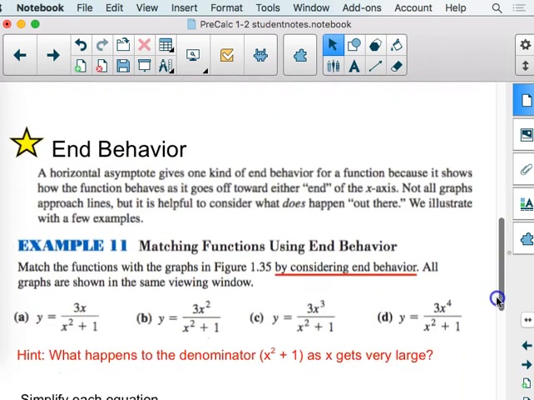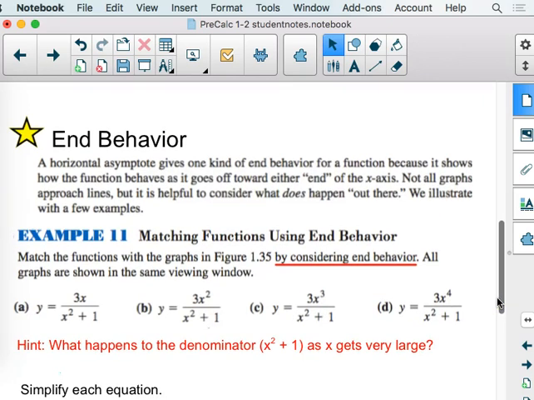So, what we're talking about is really end behavior. As you go to the right forever, as you go to the left forever, as you go up forever, as you go down forever. A horizontal asymptote gives one kind of end behavior for a function because it shows how the function behaves as it goes off toward either end of the x-axis. So to the left forever, to the right forever. Not all graphs approach lines, but it is helpful to consider what does happen out there on both ends. We illustrate with a few examples.